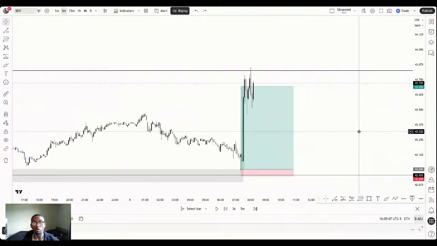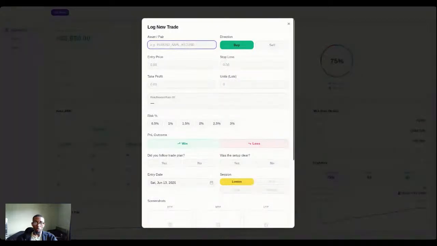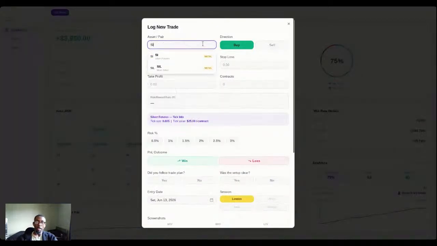All right. So what I always do after I backtest a trade, whether I win or lose, is document it in the app that I have, because I'm creating an app at the moment. It's not really finished or even close to being finished, but this is the app that I use, and I just come here to document my trades.